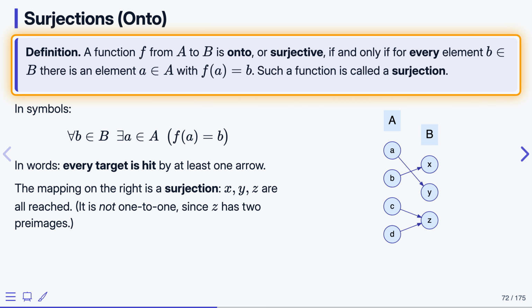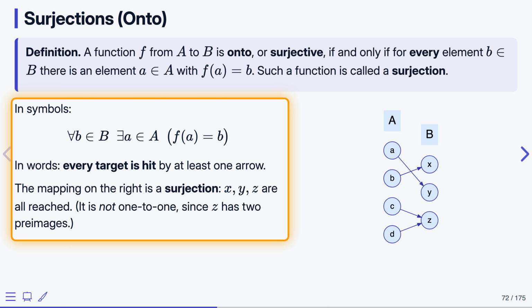The second special kind of function is the surjection, also called onto. A function f from A to B is onto if, for every element b in the codomain B, there is at least one element a in the domain A with f of a equal to b. Such a function is called a surjection. In symbols, for all b in B, there exists an a in A, such that f of a equals b.